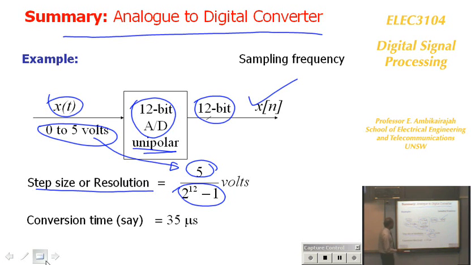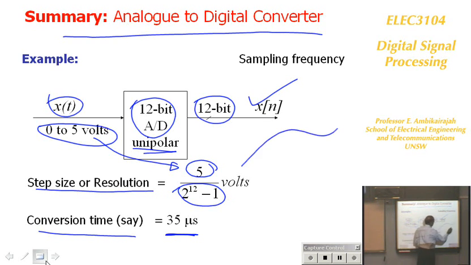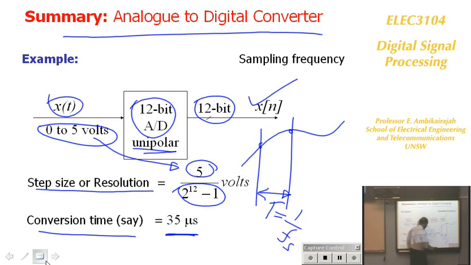Normally you have a conversion time of, say for example, 35 microseconds, or you've got faster than that. Conversion time means, if your signal is there, that's your first sample, that's your second sample. This is your sampling period T, which is 1 over fs. As soon as it samples, the sample and hold holds it, and during that time the conversion is happening. That's the time interval. But we have to make sure our conversion time is always less than the sampling period.